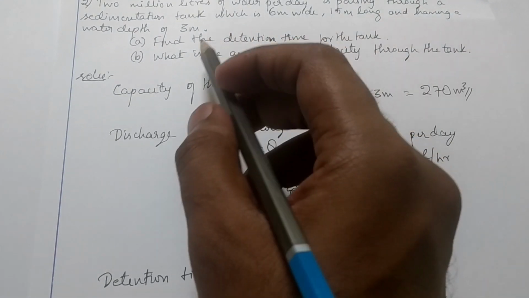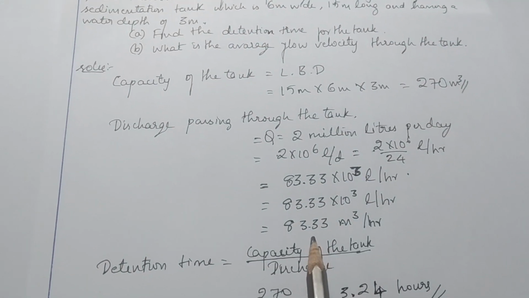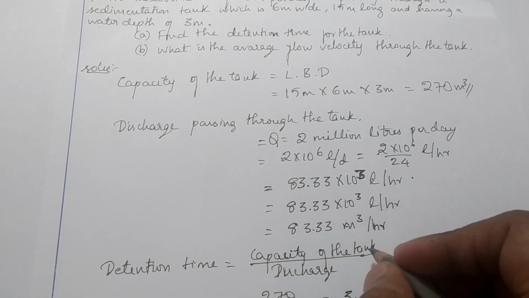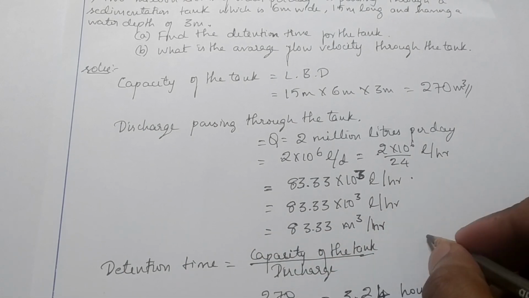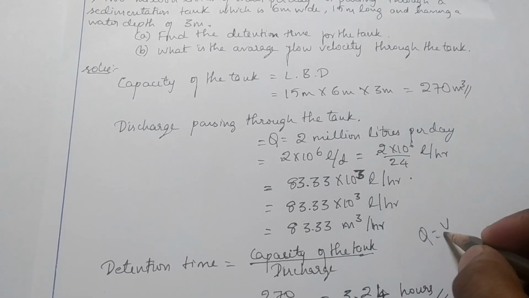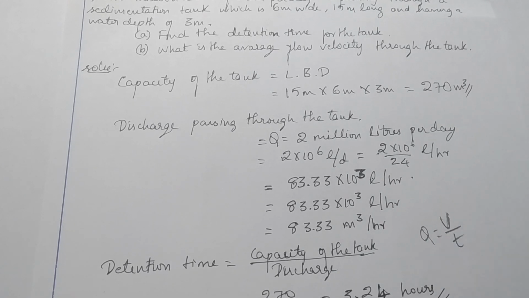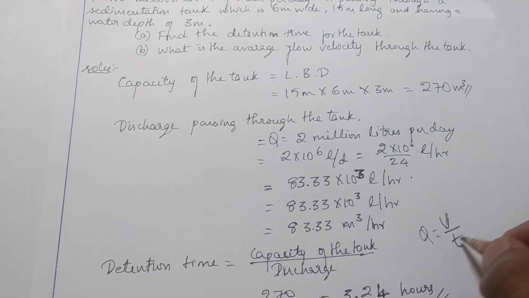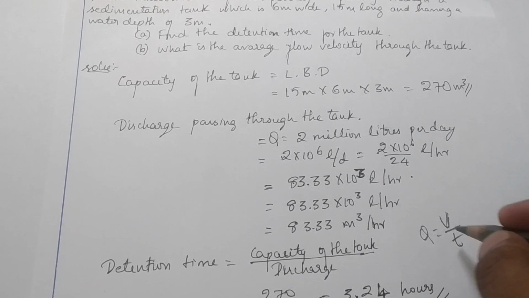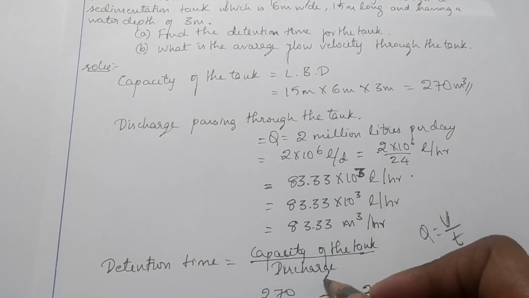So let us consider the detention time first. In order to find the detention time, we can write it as the capacity of the tank by discharge. We know that Q is equal to volume by time. So some quantity of water passing through some time is nothing but the discharge. So from this you can write it like this. So detention time is nothing but the capacity of the tank divided by discharge.